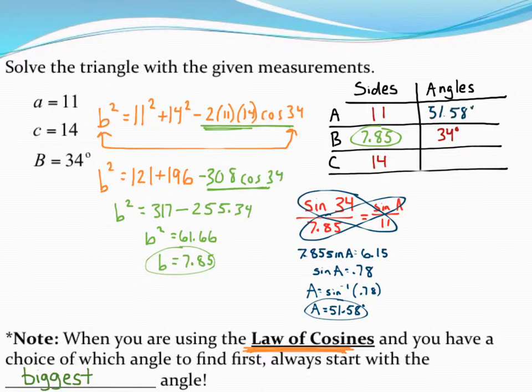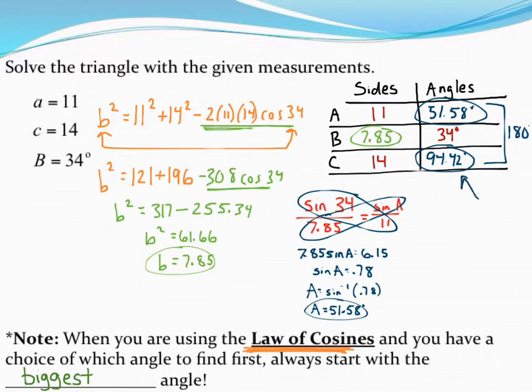And now what I'll do, again, these problems are really long, so to save time, since I know the angles of any triangle add up to 180, and I now know two of them, let's go ahead and just subtract each of those angles from 180 degrees, and I find out that angle C is 94.42 degrees.